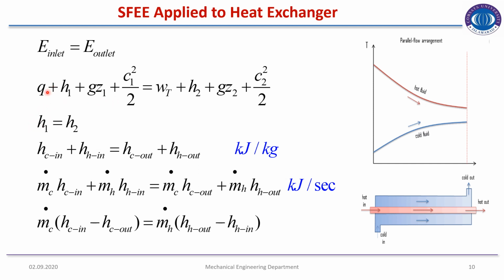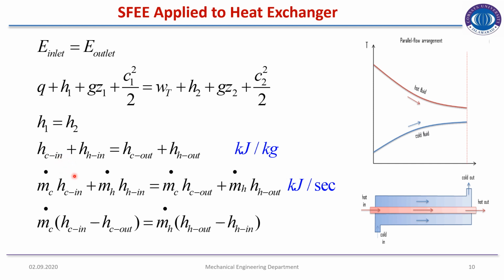H1 is equal to H2. We will apply all the assumptions mentioned in the previous slide. So H1 is equal to H2, enthalpy at the inlet and exit is the same. Two fluids are entering, so the enthalpy of the cold fluid entering plus the enthalpy of the hot fluid entering is equal to the enthalpy of the cold fluid exiting plus the enthalpy of the hot fluid exiting. Left hand side will be equal to right hand side.